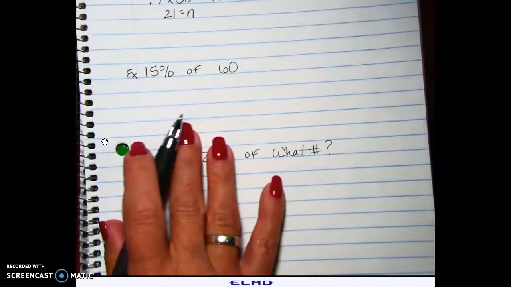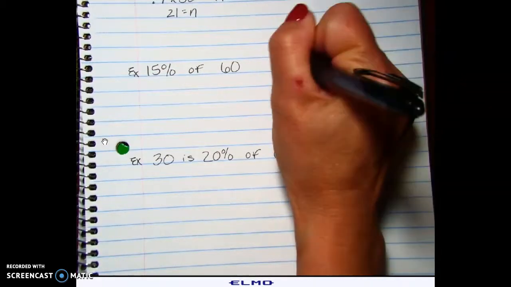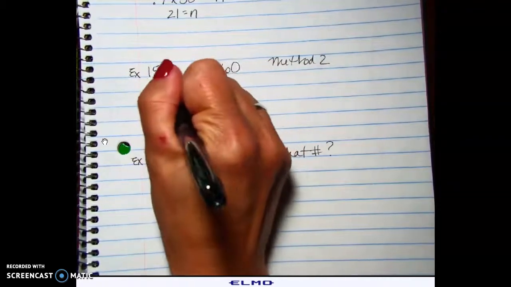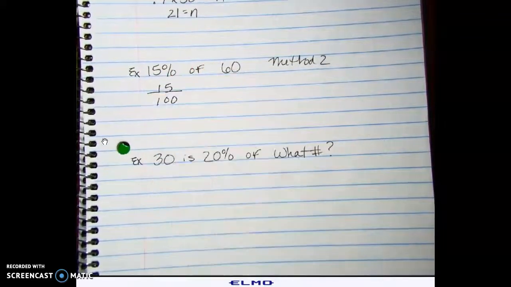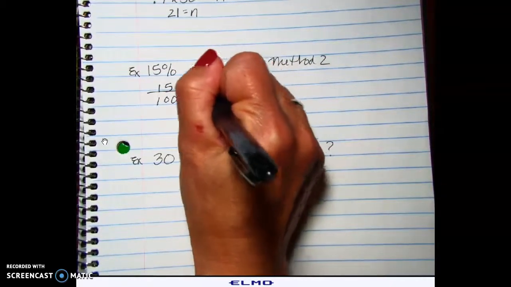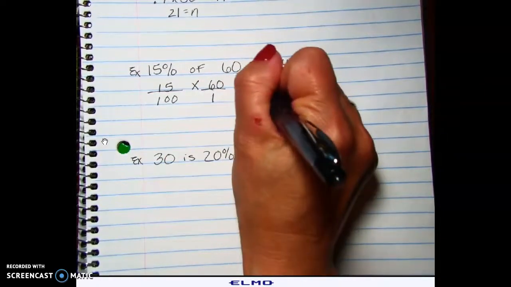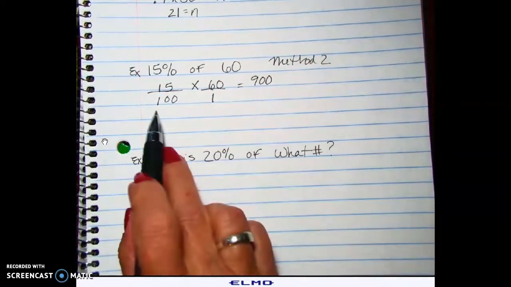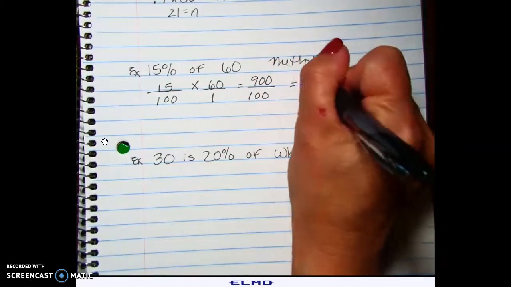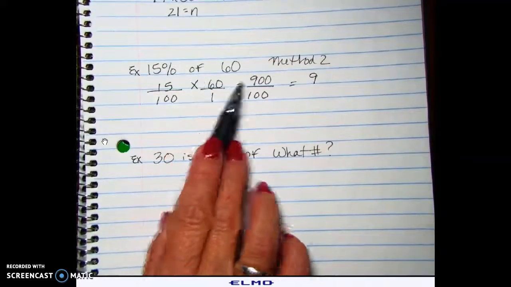Okay, what about this one? This was method 1. This one will be method 2. All right, so 15 hundredths, 15 per 100 of 60. So when I make that over 1, and I take 15 times 60 equals 900. Don't think that's the answer because I have to multiply my denominators as well. Now I can divide. It is 9. So my answer would be 9. 15% of 60 is 9.